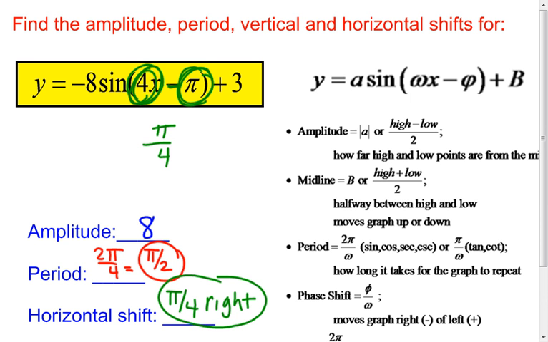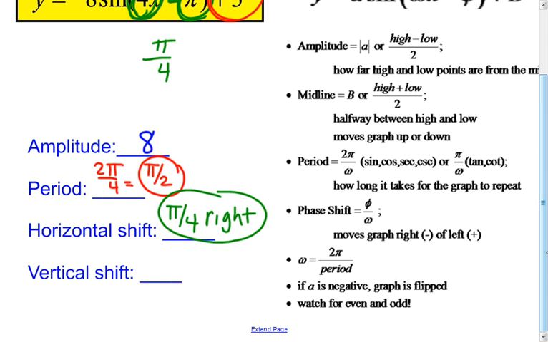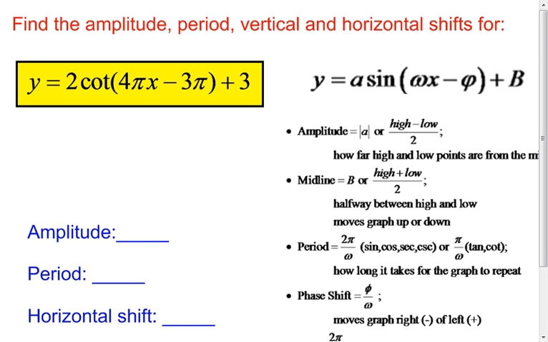And then, of course, lastly, your vertical shift comes from this number back here. That gives you your midline. It's a +3, and so it will move that graph 3 up. Okay, so that is your vertical shift. All right, so there's that one. And then one more real quick one with cotangent, and we are done.